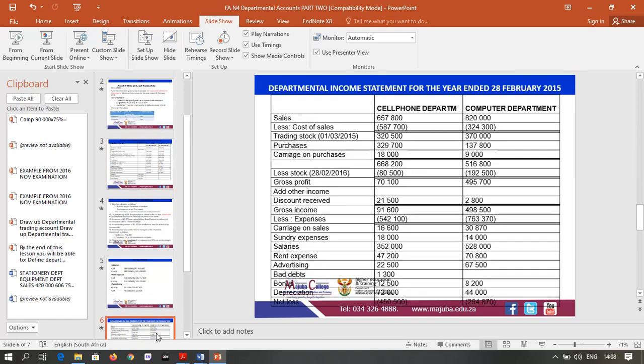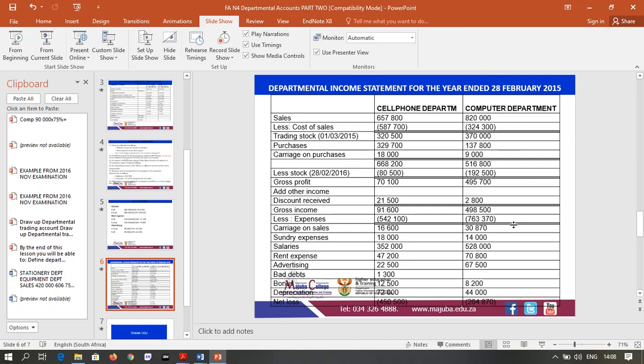Then let us go now to the core matter of the question. When you write the departmental income statement, you start with sales, cost of sales, then you add other income, like the format of the income statement we're using here. The difference in this case is that we have two departments, but most of the things are the same.